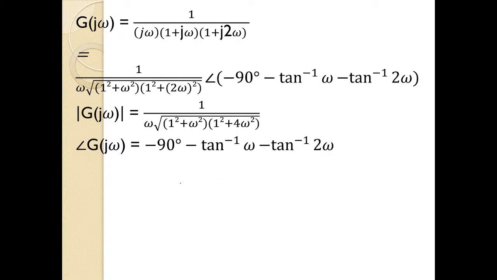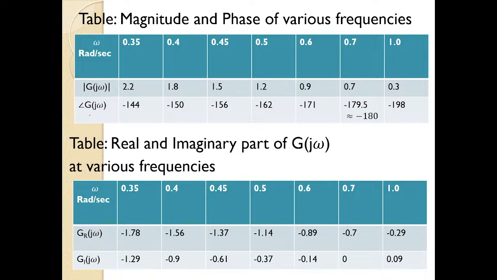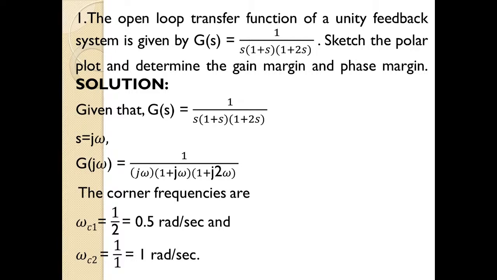Okay, now let us assume different omega values. We have got some corner frequencies, isn't it? Our corner frequencies were 0.5 and 1. Whatever omega values we consider, we must include the corner frequencies or values nearby. The omega values should be around the corner frequencies. You can even consider the corner frequency values.